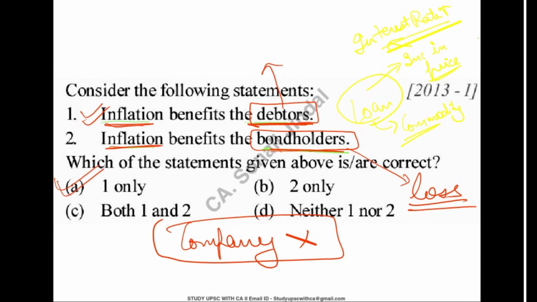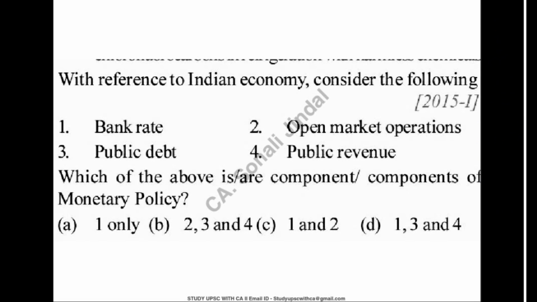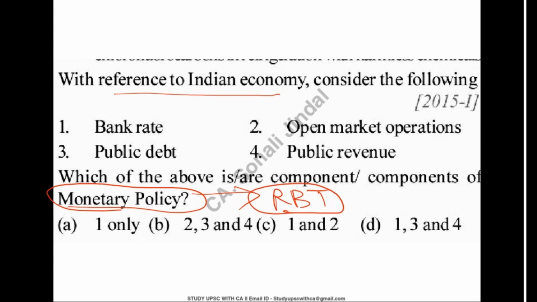Let's discuss the next question. Here, with reference to the Indian economy, what are the components of monetary policy? It is undertaken by the RBI. Bank rate, yes, we have seen this. OMOs, yes, buying and selling of government securities. So 1 and 2 will be the answer. We directly reach C, but here we will see the third and fourth as well. Public debt and public revenue are part of the fiscal policy, which is undertaken by the government.